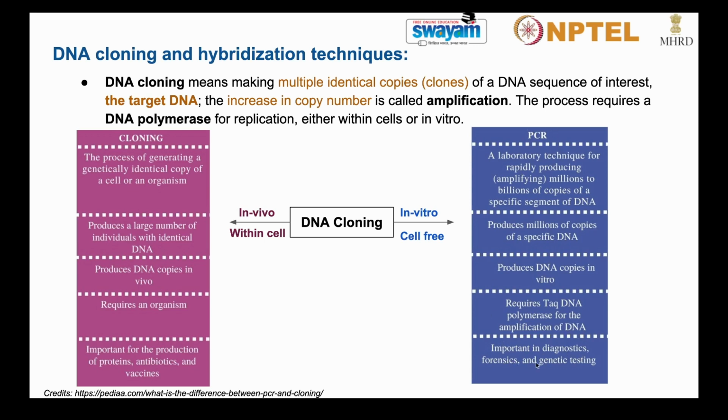PCR is important in diagnostics, forensics, and genetic testing when we are expecting faster results. In this, we will only get multiple copies of DNA. So we cannot use it if we want to generate proteins or a vaccine. For that, we require cloning inside the host, or in vivo cloning. So this is the difference between in vivo and in vitro cloning and why we use a particular type of cloning method. I hope it is clear.